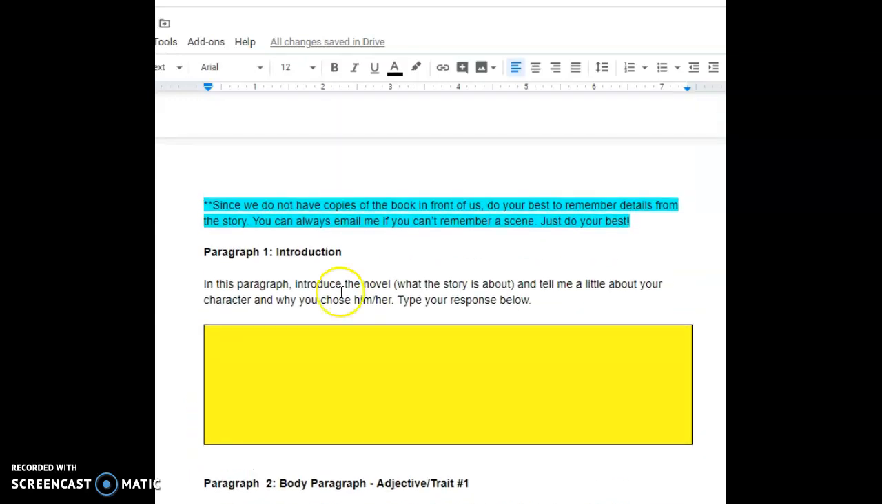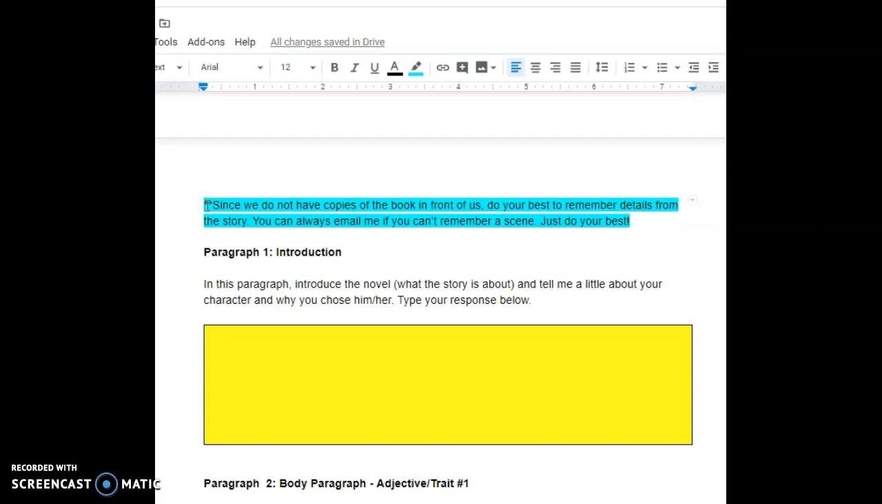Now, I understand, I'm going to kind of talk to this highlighted blue point, that we don't have the books in front of us. I'm not right there with you, and it's going to be hard to remember everything. So if you are having a hard time thinking of examples, just shoot me an email, and I'll email you back with some stuff you can work with.